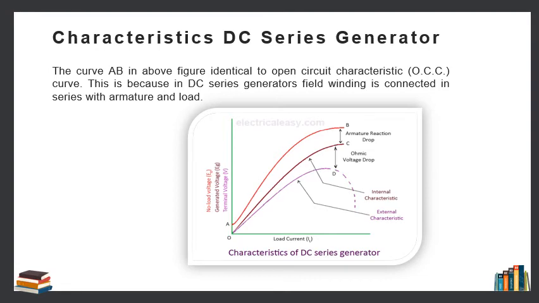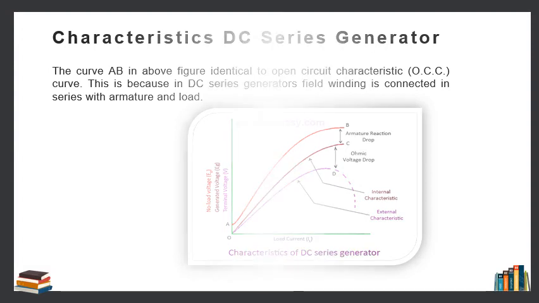So the first characteristics AB is plotted between the no load voltage and load current. It is also called the open circuit characteristics. And the second characteristics, OC, is plotted between the generated voltage and load current. It is called the internal characteristics of the DC series generator, and OD is called the external characteristics of DC series generator.